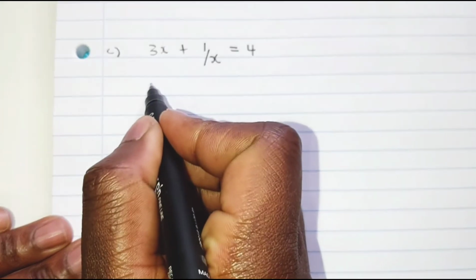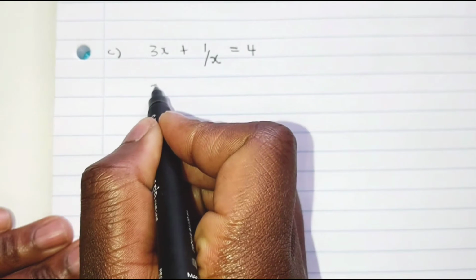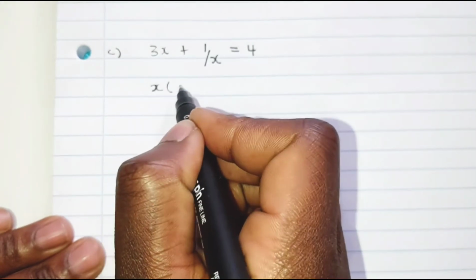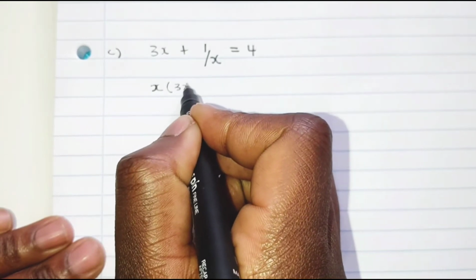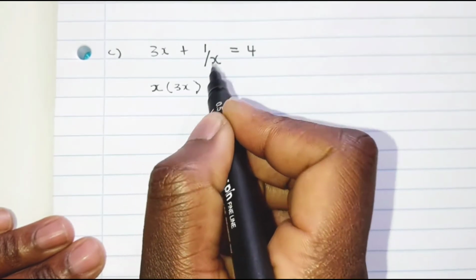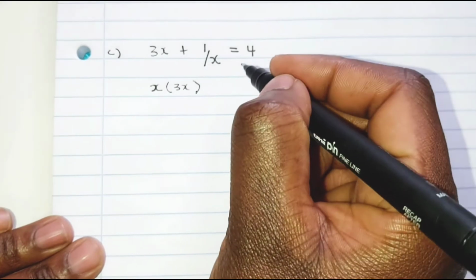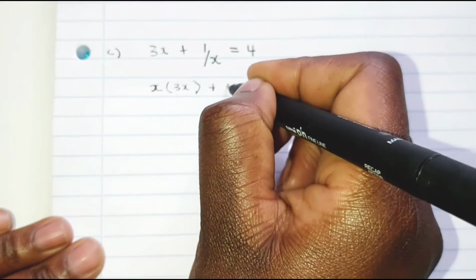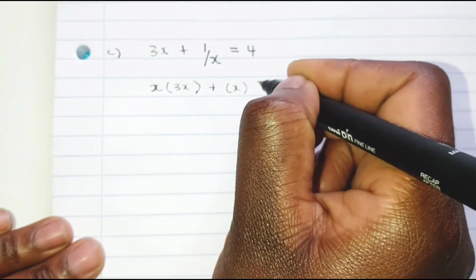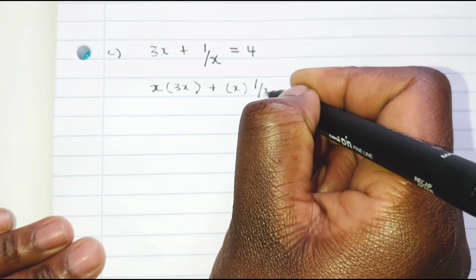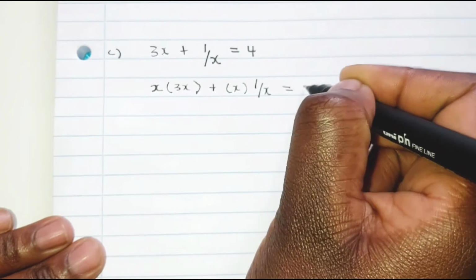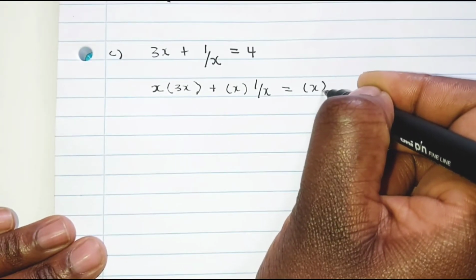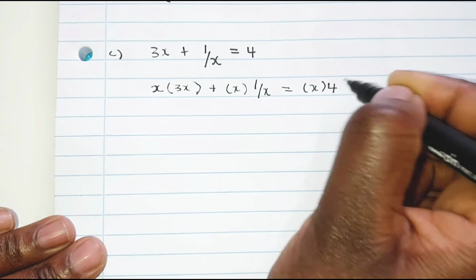We're going to say x multiplied by 3x, which is this, then positive x multiplied by 1 over x, is equal to x multiplied by 4, right?